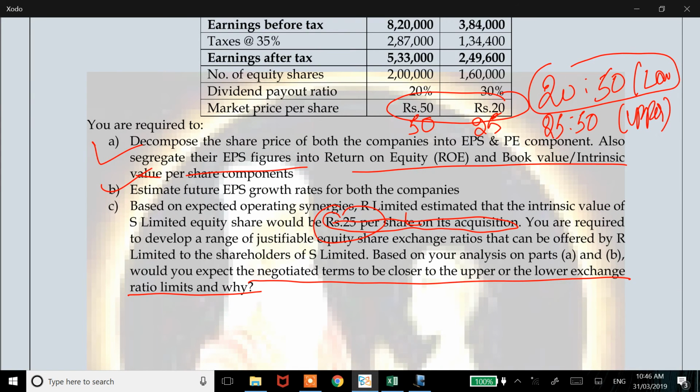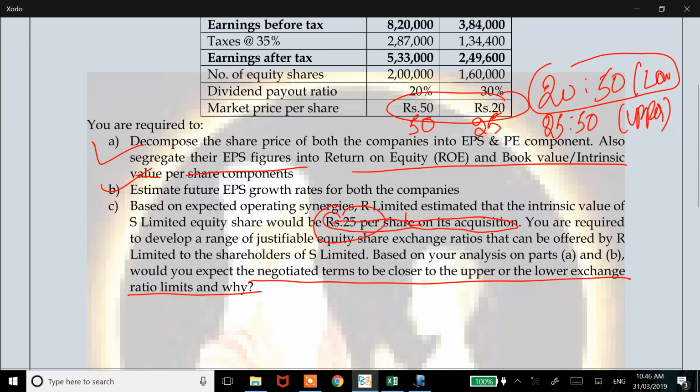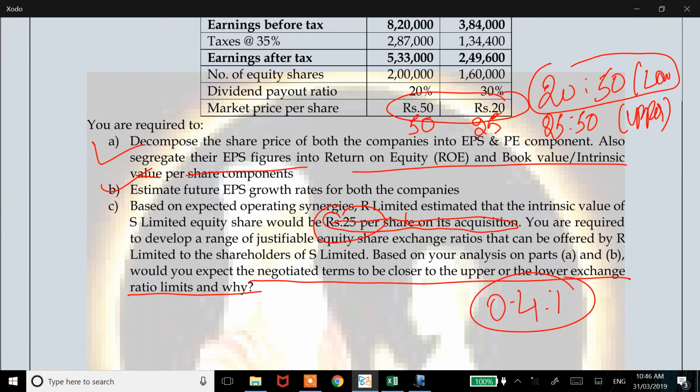In this case, the stronger company turns out to be R Limited because it has a better ROE, a better growth rate, and a better P/E multiple. So my final exchange ratio will be closer to 0.4:1. It will not be closer to 0.5:1. The reasons for the answers are available in printed form, so you can see them later on. I'll send you the material. Now focus more on the understanding part.